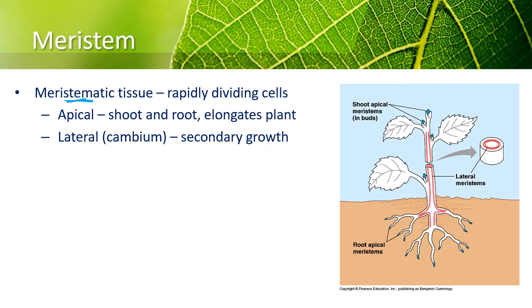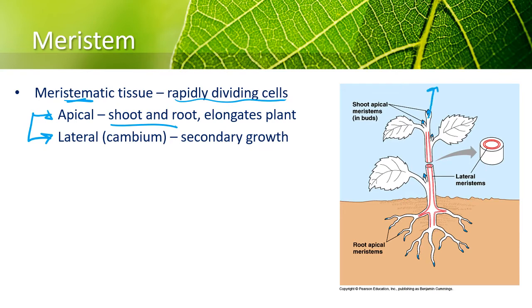Meristem. Meristem is basically the stem cells of the plant. We have rapidly dividing cells, lots and lots of mitosis going on here. Two kinds of meristem tissue. We have apical and lateral. Apical meristem is at the shoot and the root. It is going to elongate the plant.